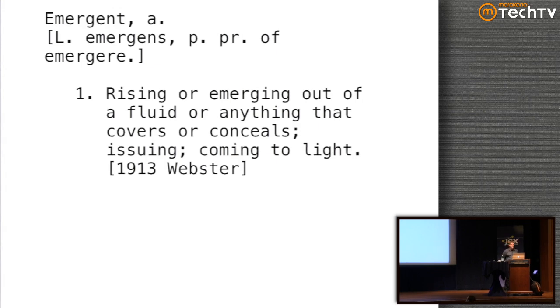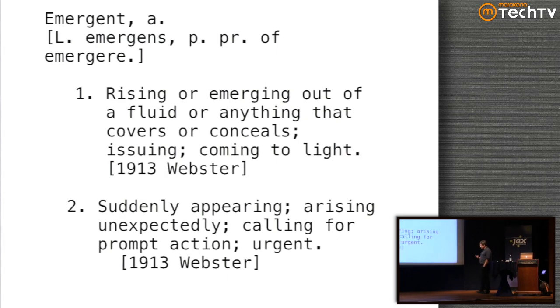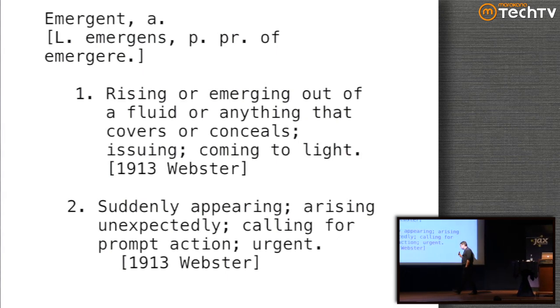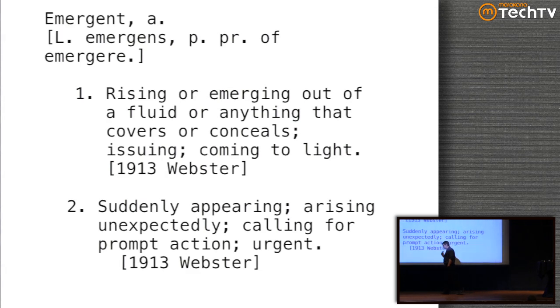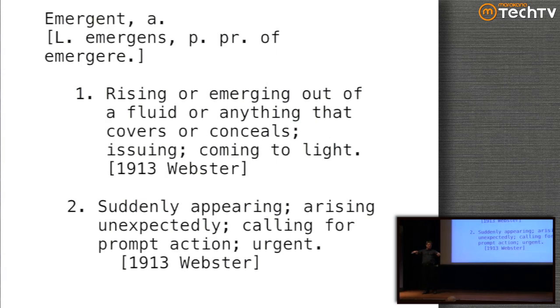Webster says that something that is emergent rises or emerges out of something that conceals it. It comes to light. And there's another definition from Webster that says something that suddenly appears, it rises unexpectedly. There are two definitions here, and they very loosely correspond to the two different aspects of emergent design that I'm going to talk about in this talk. One of them has to do more with existing brownfield projects that have been around for a while, emergent design techniques there. The other has more to do with greenfield, brand new projects. So let's talk about the existing brownfield projects first.